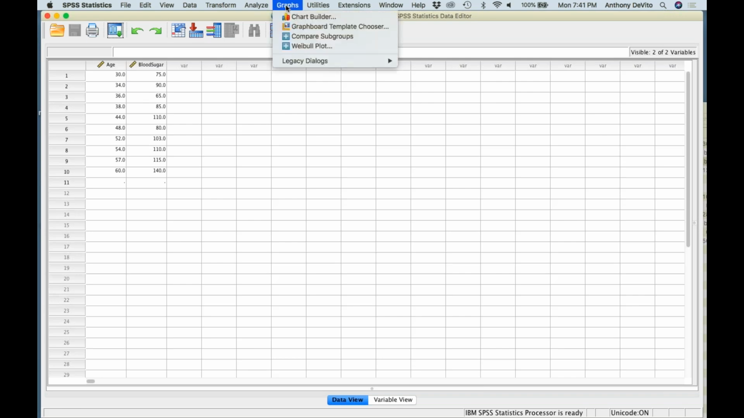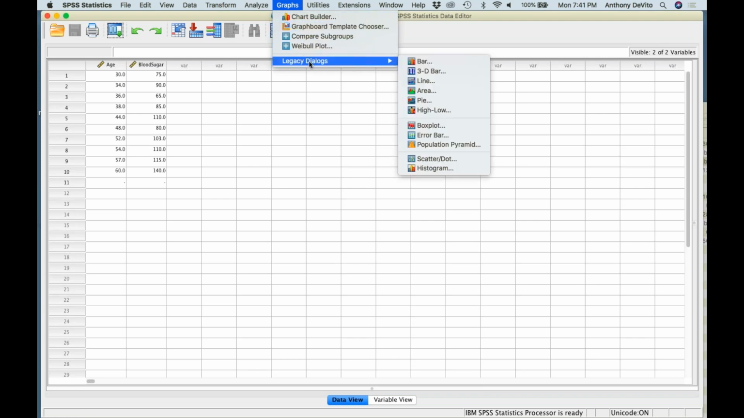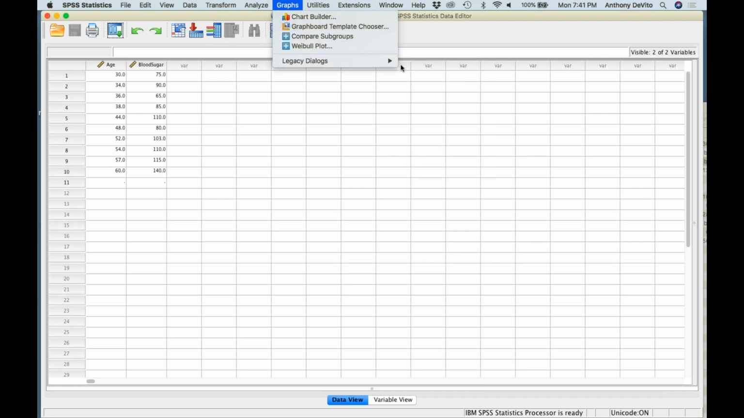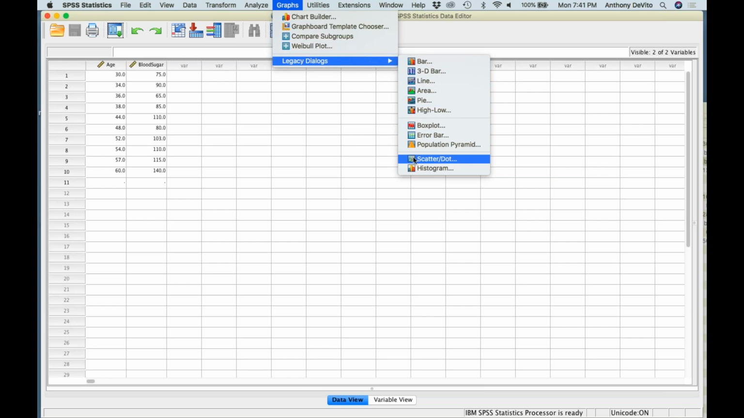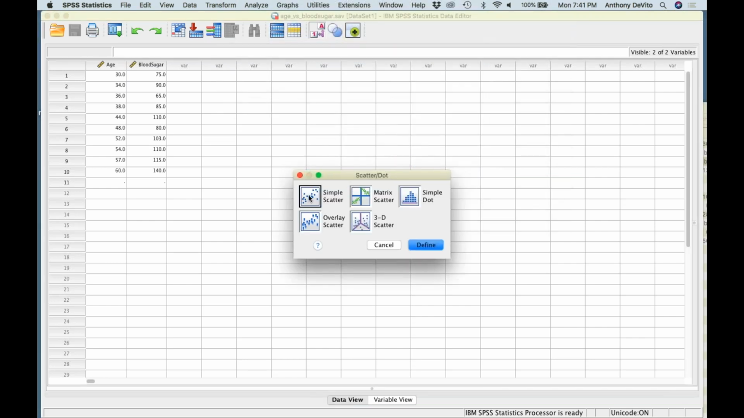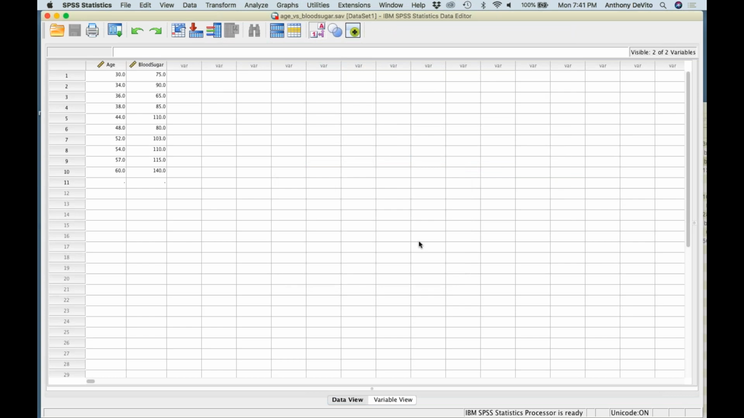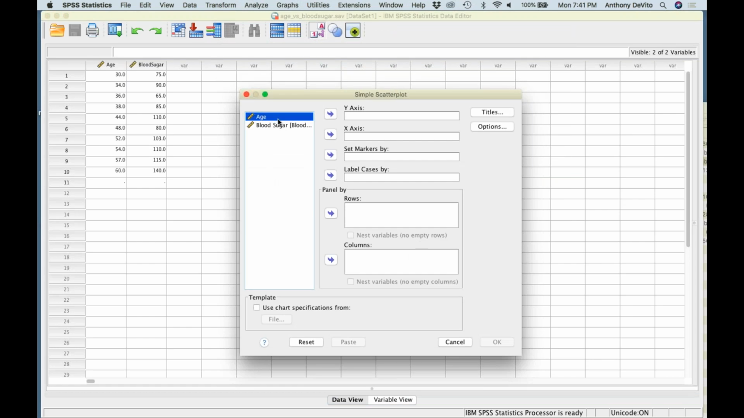I'm going to go up to Graphs, Legacy Dialogues. You can use Chart Builder and some of these others if you want to play with it, but this is just simplest and fastest. I'm going to go to Scatter Dot and Simple Scatter Dot. And I'm going to tell it I want to see if there's an association between age and blood sugar level.